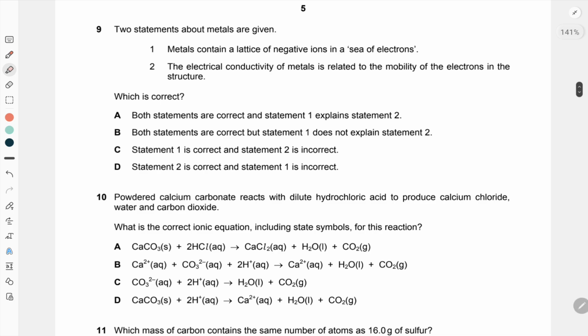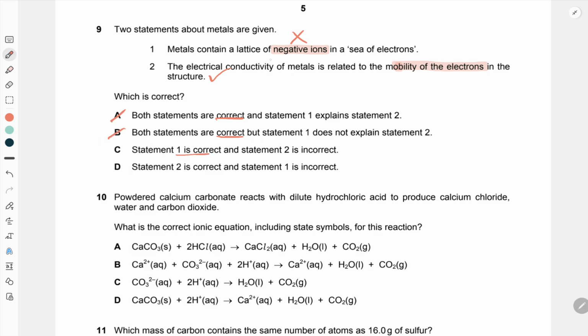2 statements about metals are given. Metals contain a lattice of negative ions. This is incorrect because metals contain a lattice of positive ions. The electrical conductivity of metals is related to the mobility of electrons. This is true because metals conduct because they contain a sea of delocalized free mobile electrons. Both statements are not correct. Therefore, A and B are incorrect.